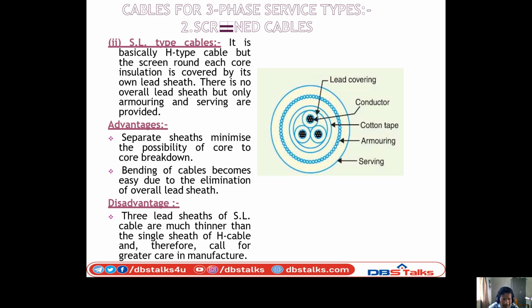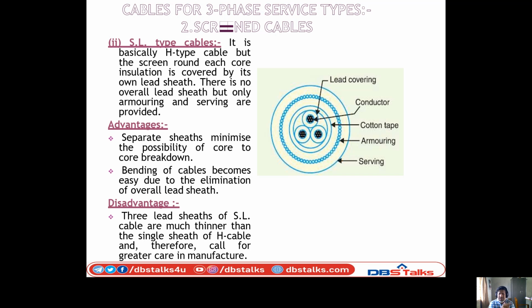Another type of cable is the SL type cable. It is basically an H type cable, but the screen round each core insulation is covered by its own lead sheath. So in belted cable there are no metallic screens. In screened H type, a metallic screen surrounds each and every conductor, and then the 3 metallic screens are in contact with each other, right?